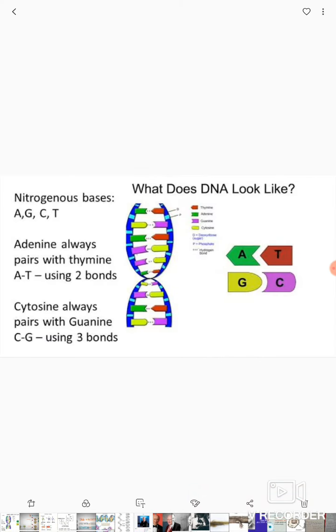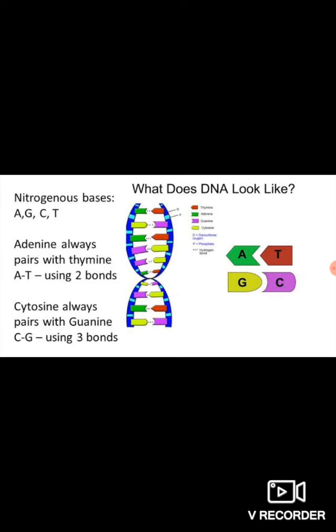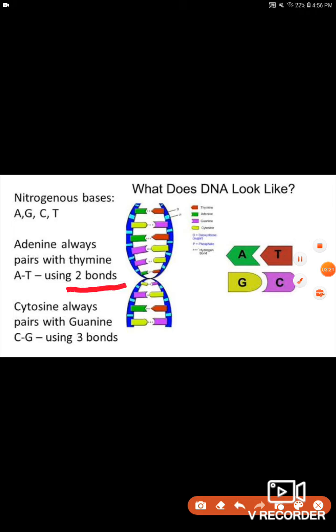Now we will see how they are base paired. So of these 4 nitrogen bases present in the DNA, adenine always pairs with thymine using a double bond. Here they have a double bond. And cytosine always pairs with guanine using 3 bonds. Here the hydrogen bonds are present. So the bond between cytosine and guanine is a triple bond.